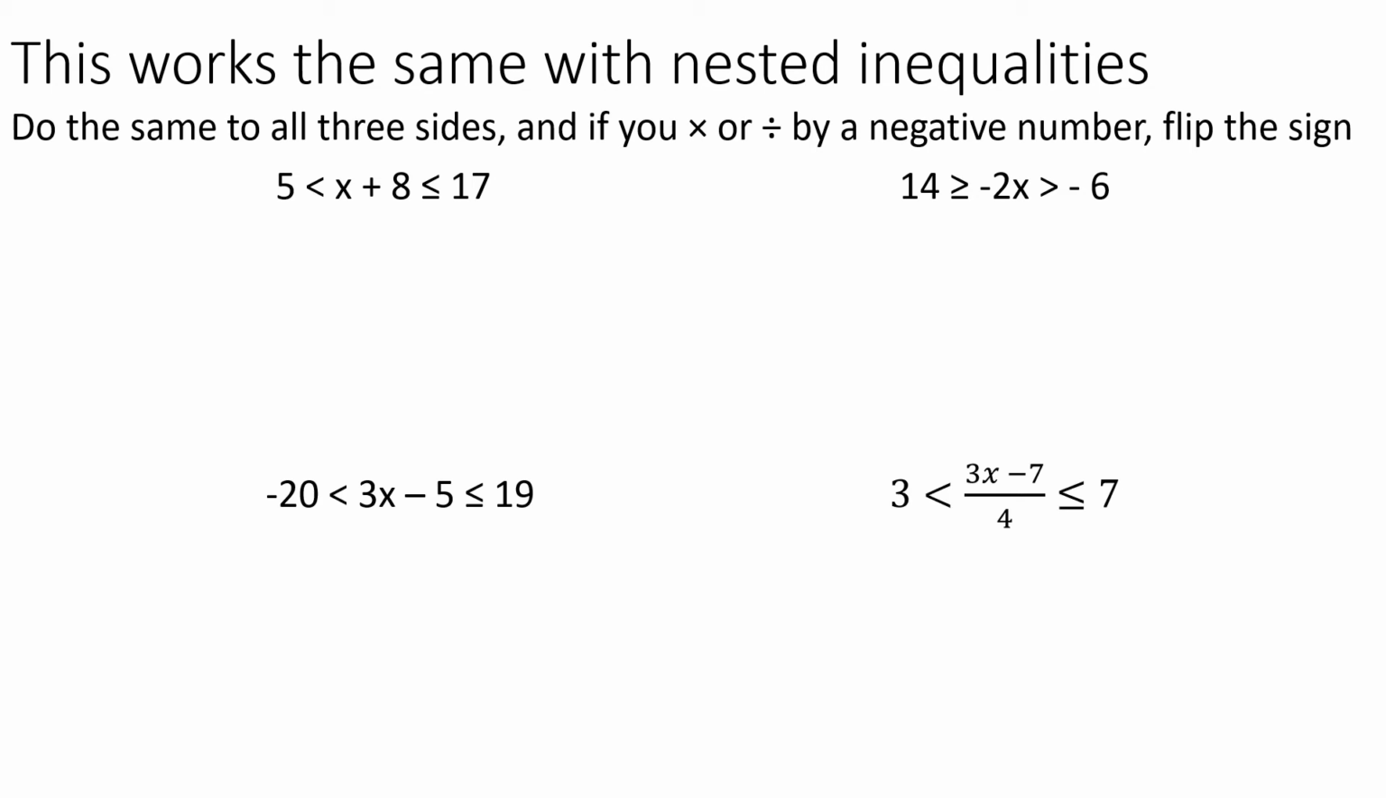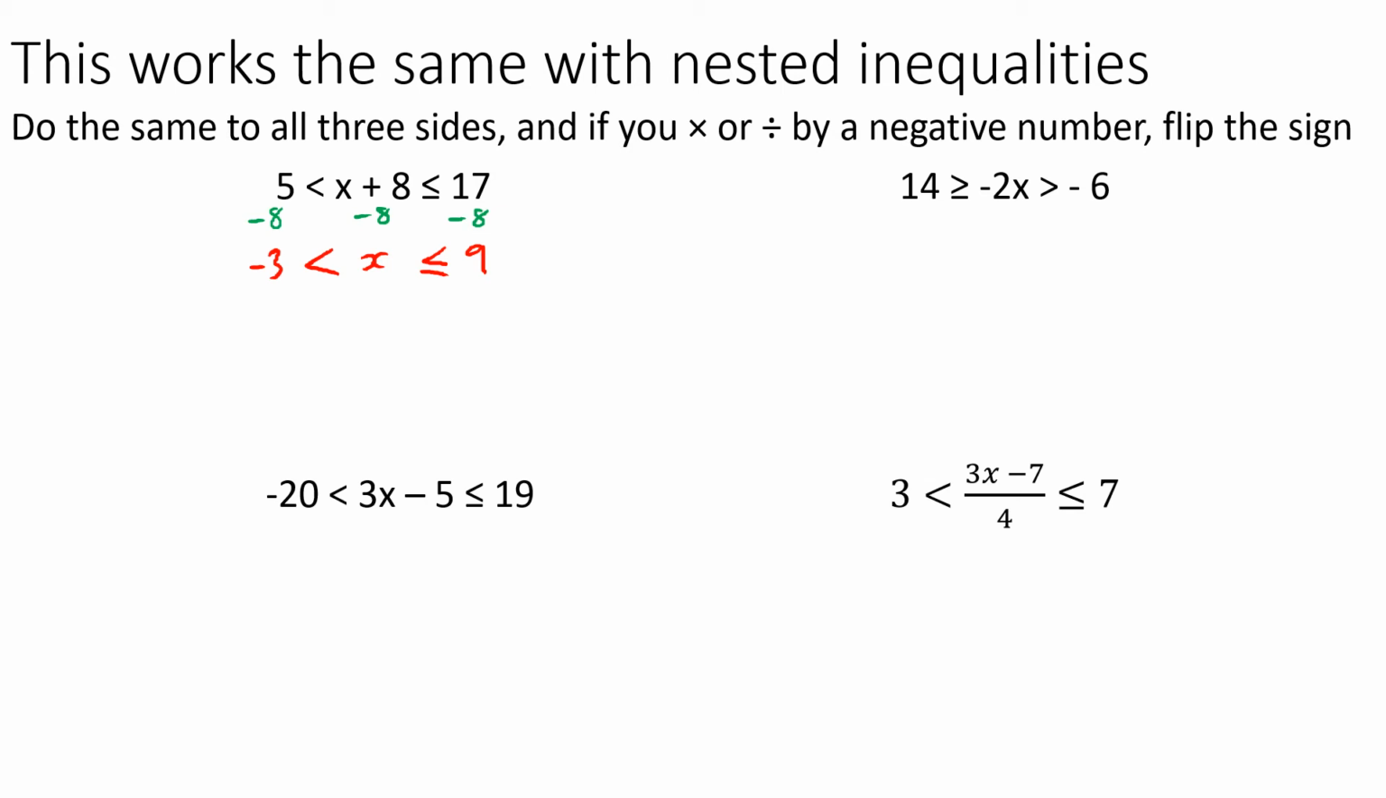We're going to have a look at 4 little examples here. First one's fairly straightforward. We've got a plus 8 in the middle, so we're going to get rid of 8 from everything, and we're going to end up with minus 3 is less than x is less than or equal to 9. That's it.